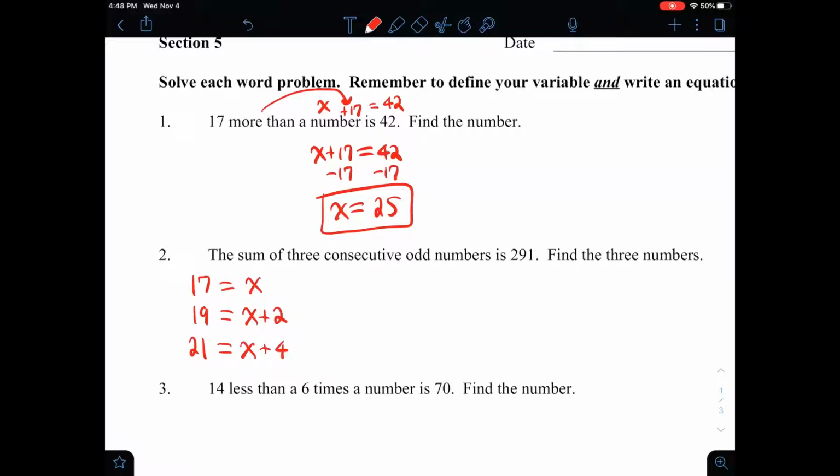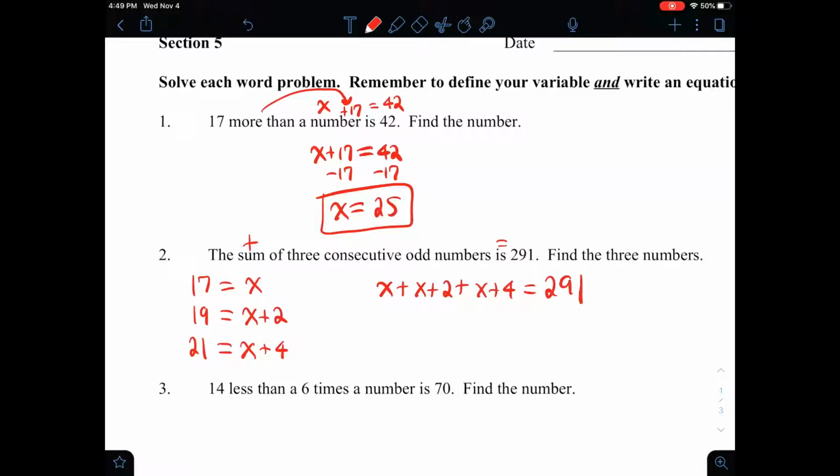Okay, so these are not the numbers. I'm pretty much guaranteeing, I know the numbers, I have them here, but these are not the numbers, okay? These are just to help us figure out the pattern, but this pattern will work for any consecutive odd numbers. No matter what consecutive odd numbers you pick, they will all follow the pattern of the smallest number, smallest number plus 2, smallest number plus 4. So now sum means we're going to add. So we're going to add all three of these numbers. We're going to add x plus x plus 2 plus x plus 4 equals 291.